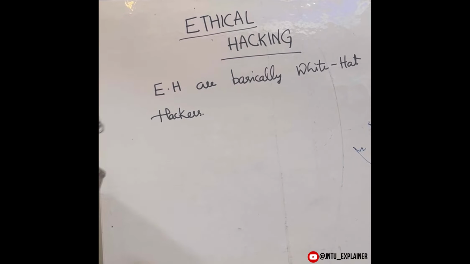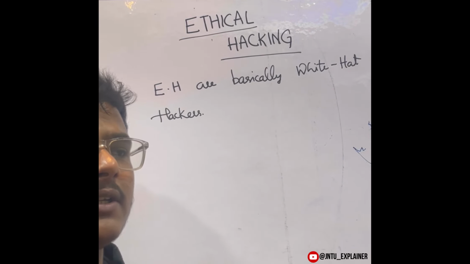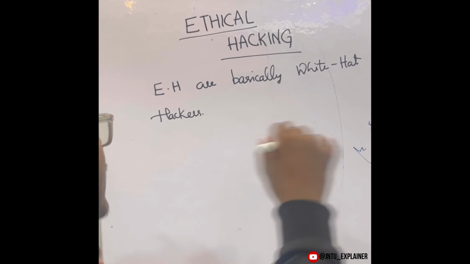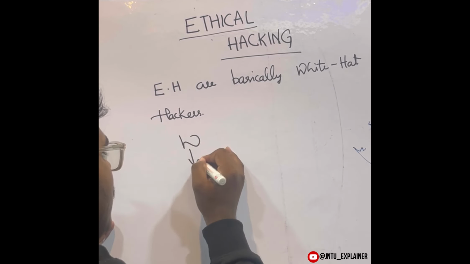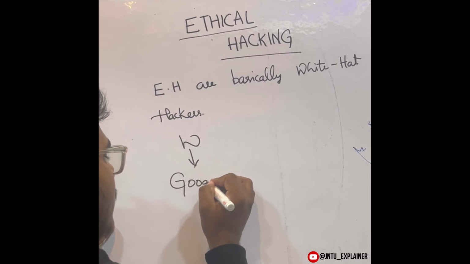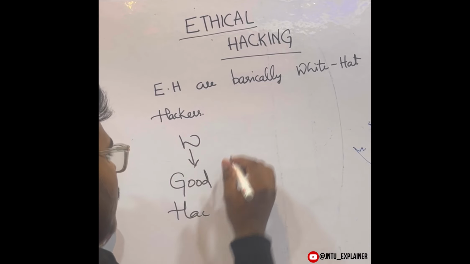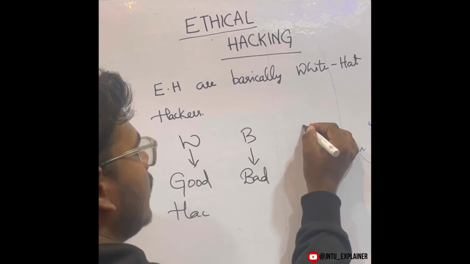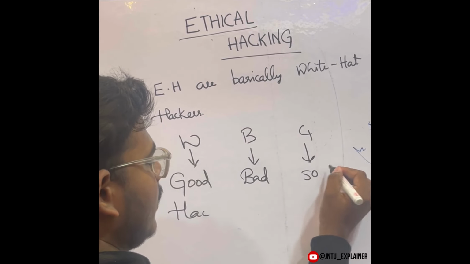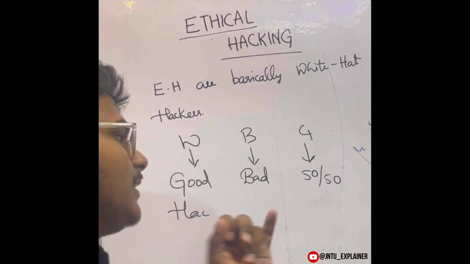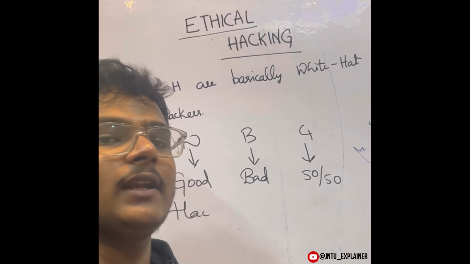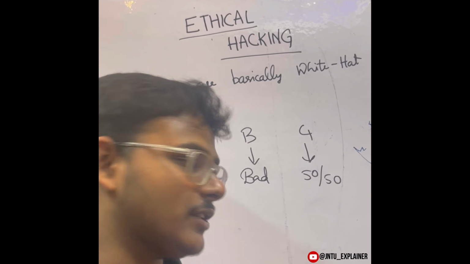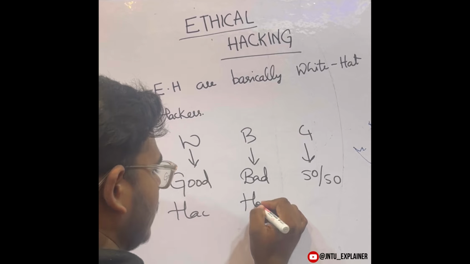We all know hacking is divided into three types: white hat, black hat and gray hat. White hats are referred to as good hackers, black hats are bad hackers, and gray hats are 50-50. Literally they work for people, and when they get fed up with that work, they also attack the same organization.